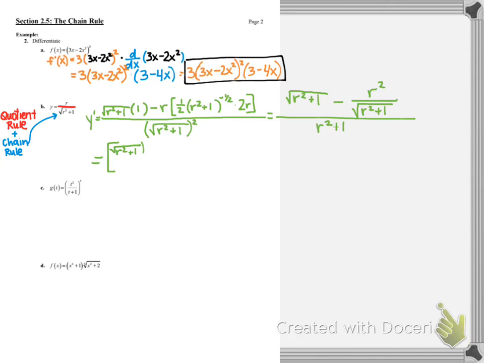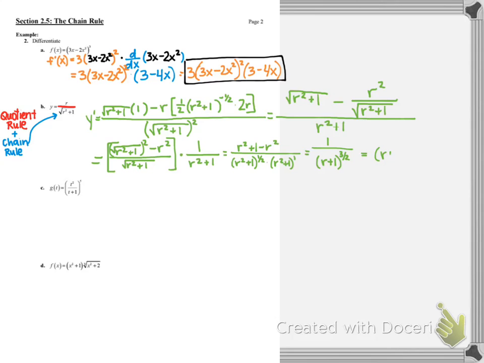And if we combine the two fractions on the numerator to form a common denominator, we will get this. And if we continue to simplify, the r squareds will go, and on the bottom we'd be left with that. That would be the final answer for the derivative.